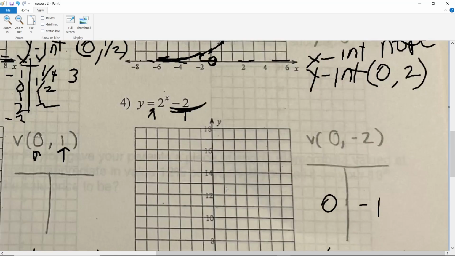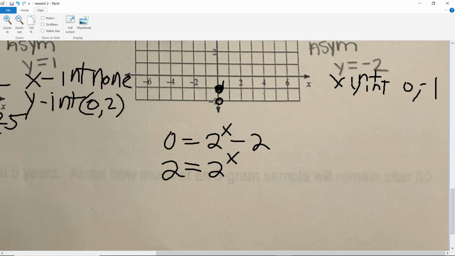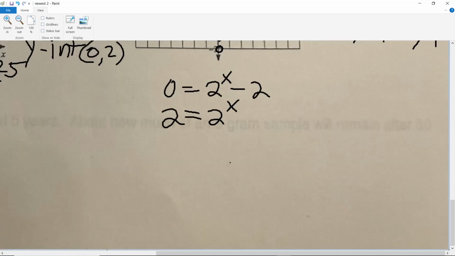And then the x-intercept is when y is 0. So this is 0 equals 2 to the x minus 2. Add 2 to both sides. 2 equals 2 to the x. I could take the log of 2 or the natural log of 2. I'm going to take the natural log of both sides. Natural log of 2 equals natural log of 2 to the x power.